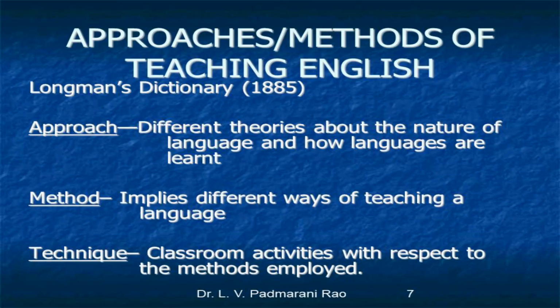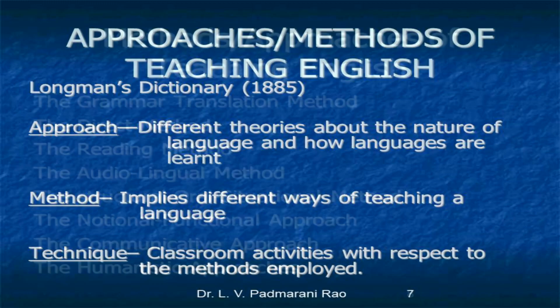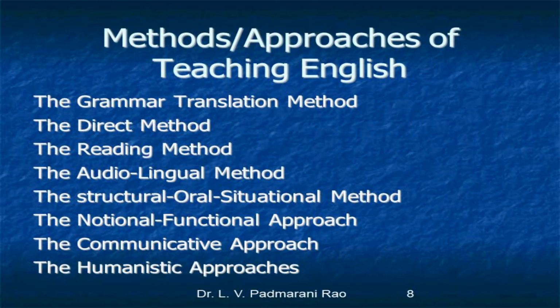So, Longman's Dictionary describes an approach as different theories about the nature of language and how languages are learned. They are just axiomatic. Whereas a method implies different ways of teaching a language which have been proved to work out. And a technique is a classroom activity with respect to the methods that are employed. With this knowledge, let us move ahead to talk about various approaches and methods.